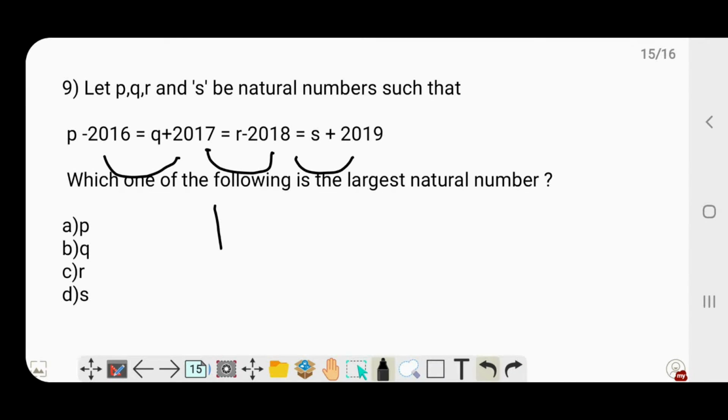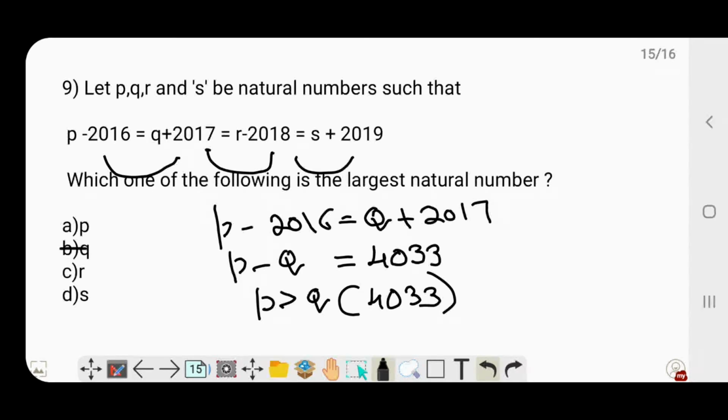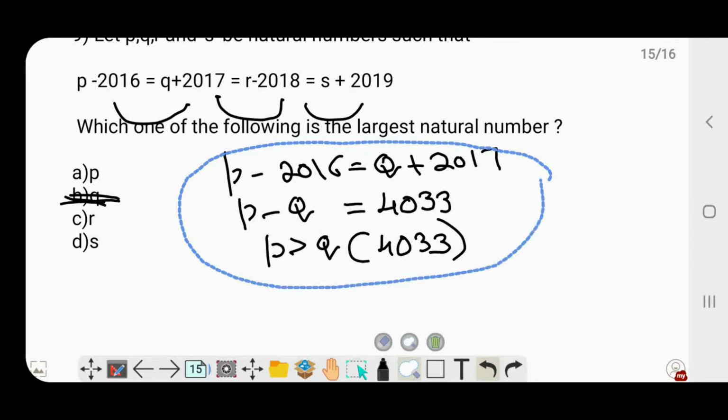Firstly, I'll write P minus 2016 is equal to Q plus 2017. So that would mean P minus Q is equal to 4033, which shows that P is greater than Q by a value of 4033. So Q is not the answer because there is something which is already greater than Q. Let's go to the second one.